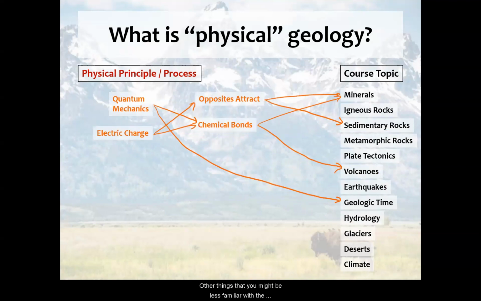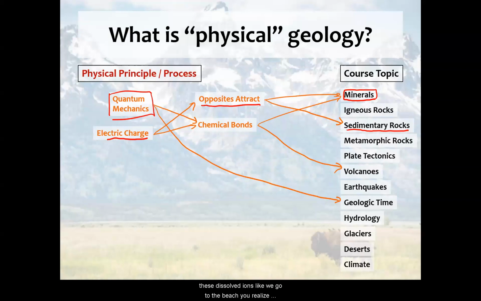Other things that you might be less familiar with than gravity are things like electric charge and these weird principles of quantum mechanics. Those are what drives a lot of things on really microscopic scales on Earth's surface. Electric charge, like we said before, opposites attract. Plus charges and minus charges attract in a certain way, and that's going to govern which minerals form and how they form at Earth's surface. And it's also going to govern things like how those minerals precipitate sedimentary rocks.